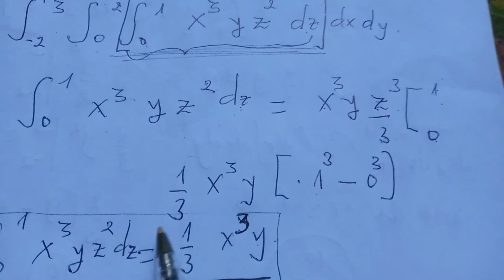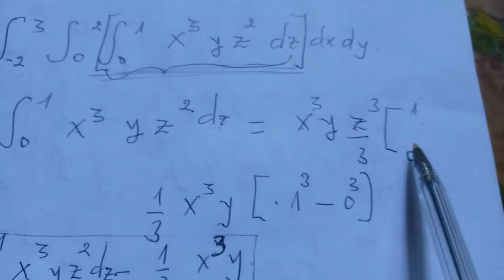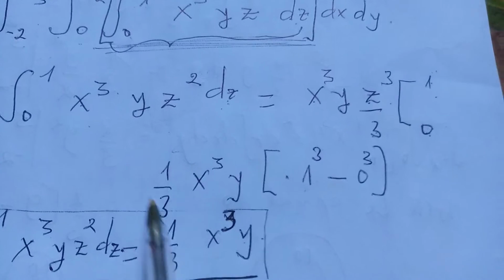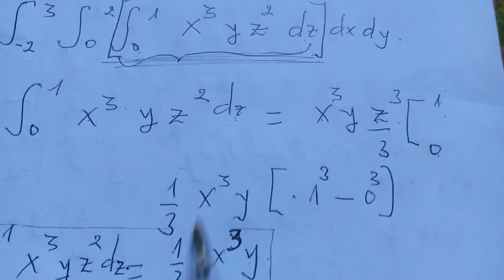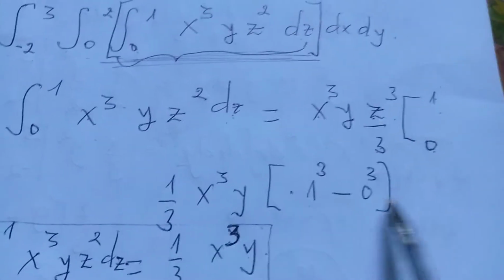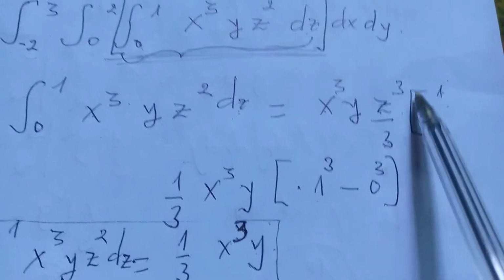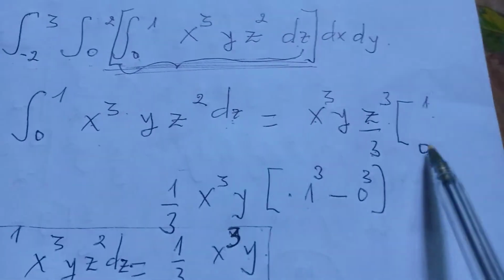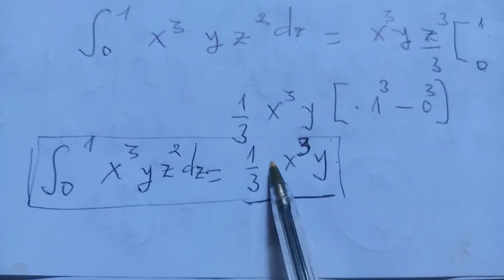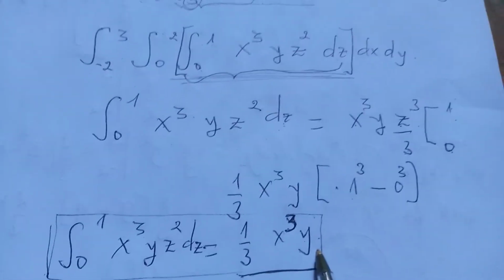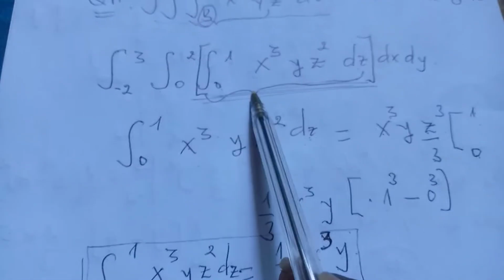Now replace z with 1 and 0. Then we have 1 over 3 times x^3 y times (1^3 minus 0^3), and 0^3 is 0. So the result is 1 over 3 x^3 y. This is the solution of this inner integral.